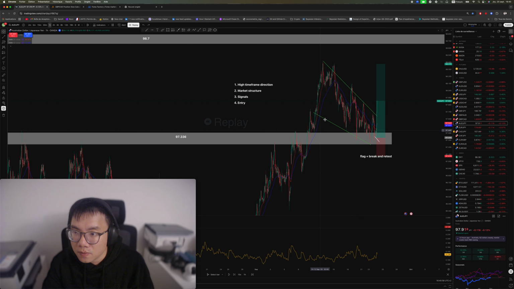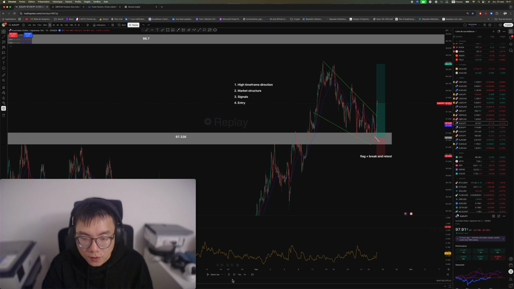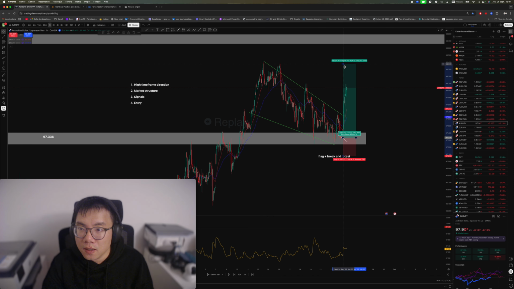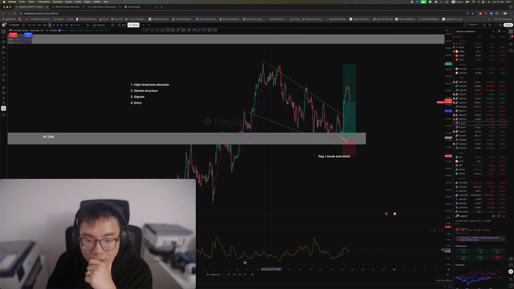So okay, as you can see here, price was running very smoothly. It broke above the flag, right? And it reached this level. I think at a certain time it reached like 3R. Yeah, for one moment it reached about 3R like that.